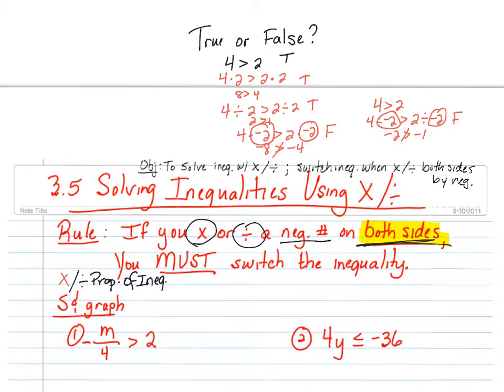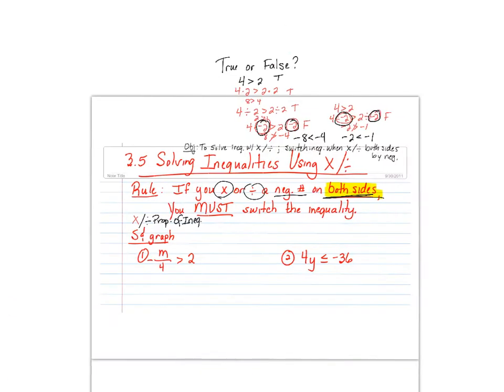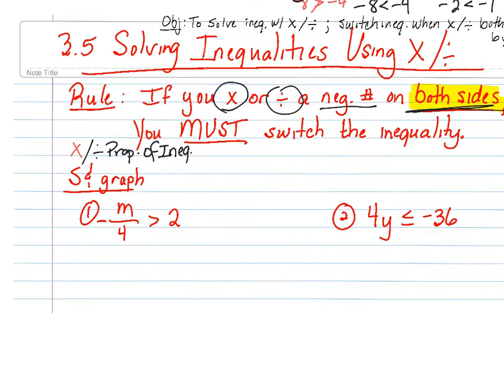So up here, when we multiplied both sides by negative 2, we have to switch the inequality and make it negative 8 is less than negative 4. When we divided both sides by a negative, we have to switch the inequality to make it true. Very, very important, okay? So look at number 1.